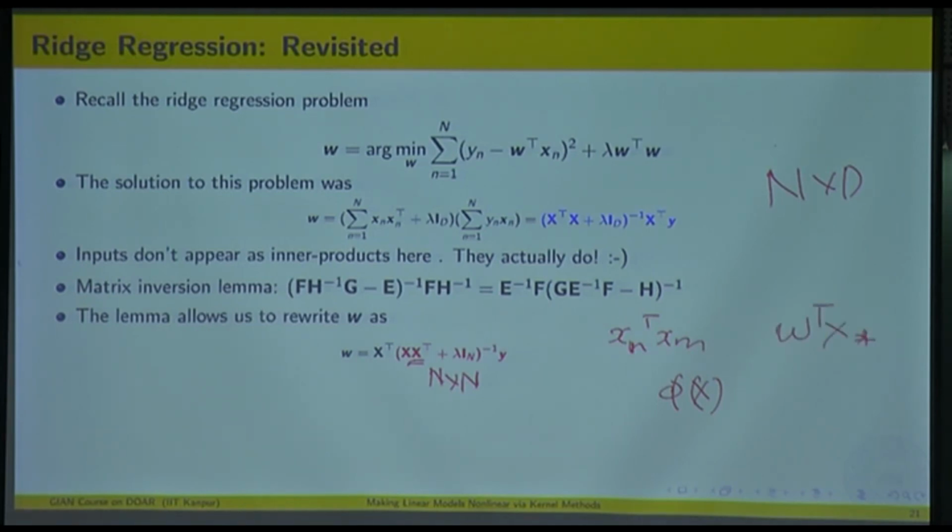So this x is left alone. We can't kernelize it. But the point is that when I'm making a prediction, I get a new x. Then with these x's, I have something else to take an inner product with. Then I'll just kernelize that term.